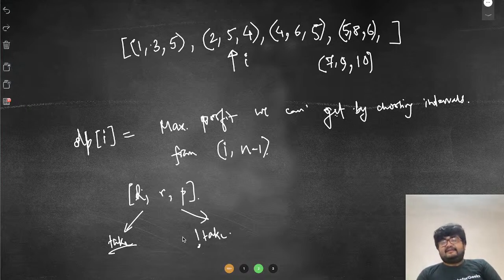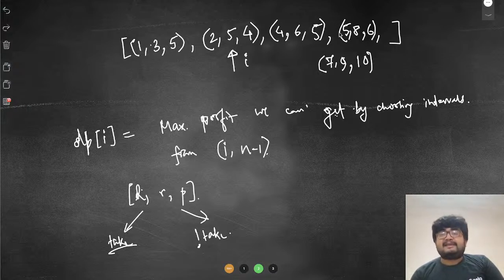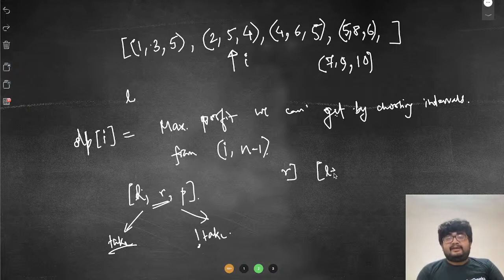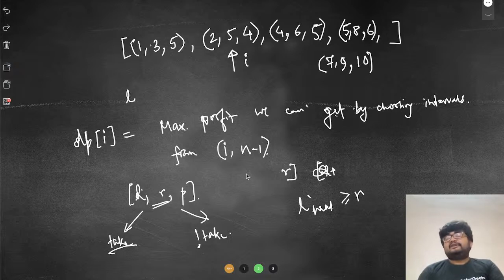If we take the ith interval, what is the next interval that we can choose? See, all these elements are sorted by their L values, and then by their R values. So definitely this interval ends at R. The starting of the next interval should be greater than or equal to R. So L next should be greater than or equal to R, and it is sorted in increasing order of L values.